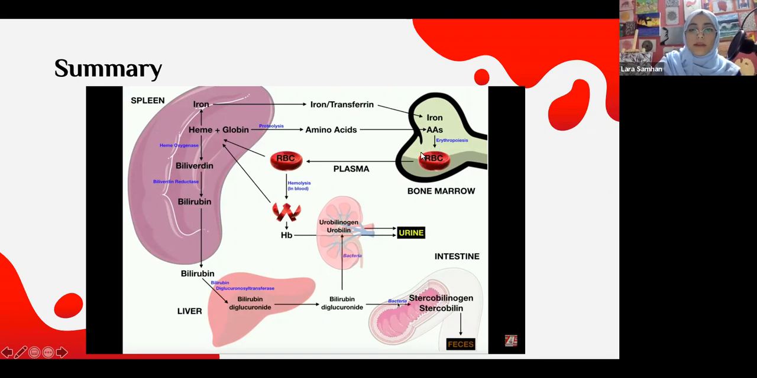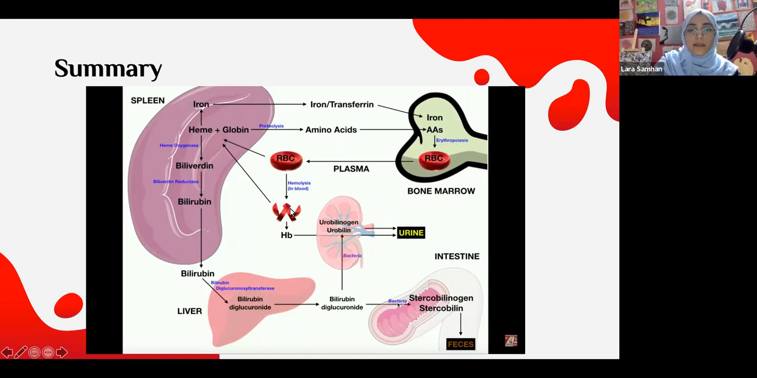Now it's going to be sent outside to its places, to the vessels, arteries, and the capillaries. Once it's outside, it's going to live approximately 120 days. It's going to do its function if it has a normal biconcave shape. Once these 120 days have passed, it becomes a senescent or aged RBC.